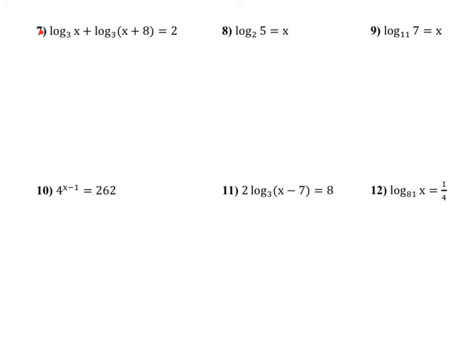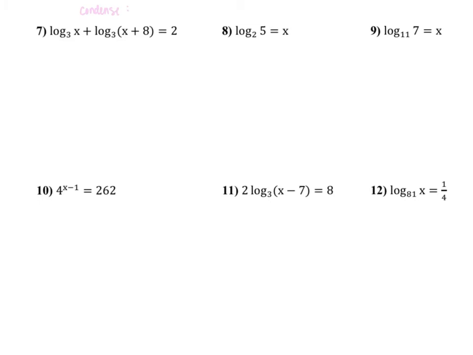Number 7 here is an interesting log because you have 2 logs on one side. They also have the same base, and the other side doesn't have any logs. So one of the things I'm going to be trying to do is solve for x. But the problem is that I can't get rid of these logs if there are 2 of them. So what we have to do is try to condense. You might remember me condensing using one of the properties.